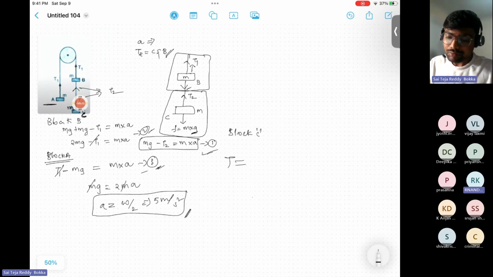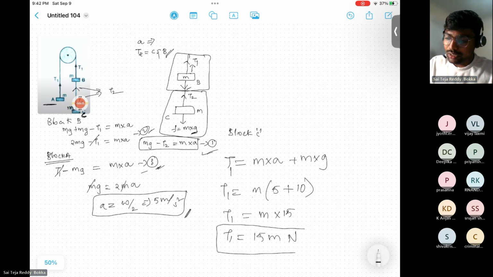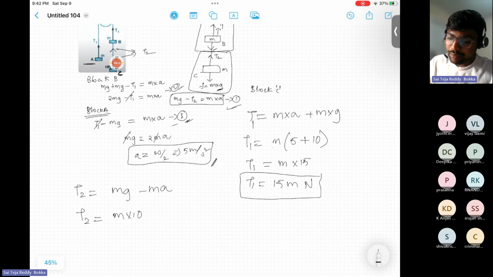Now for the tension, T1 is equal to m into a plus m into g. Taking mass as common, 5 plus 10, so T1 is equal to m into 15, T1 equals 15 m newtons. When it comes to T2, T2 is equal to mg minus ma, so T2 is equal to m into 10 minus m into 5. Mass is common, so T2 will be equal to 5 m newtons.